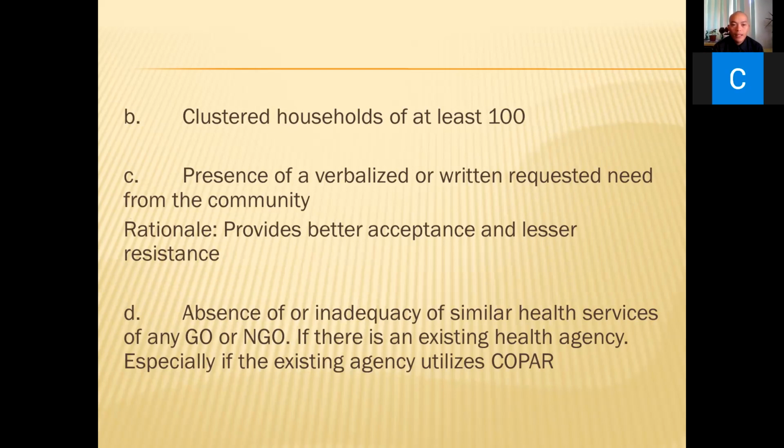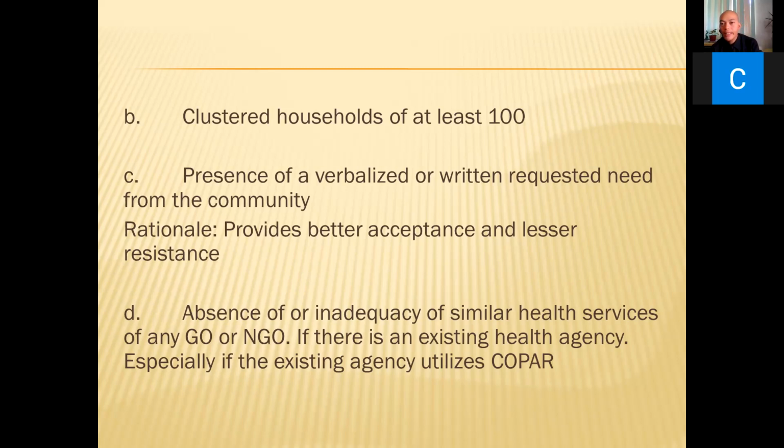Okay. Letter C, presence of verbalized or written request from the community. Do you think your community would write the University of the Cordilleras and request a need for student nurses to go around your area and spend their community nursing? And are the government organizations and non-government organizations who give health services adequate in your area? Okay. Are there other agencies doing COPAR in your area?